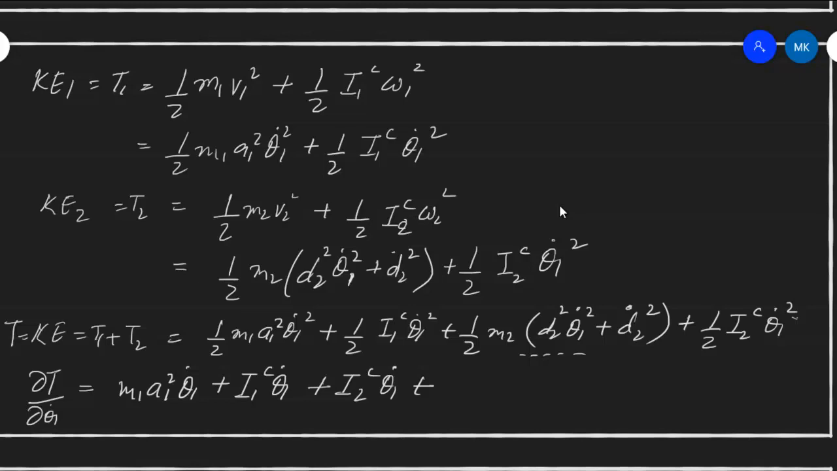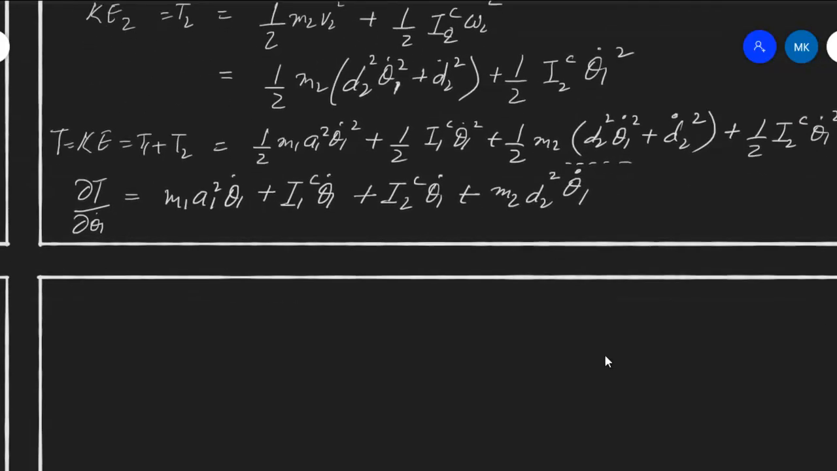now with respect to this expression we can write, so d2 dot square doesn't come here, so it's just this part that will come, so it will be 2 theta 1 dot, again 2 and 2 cancel, so it will be m2 d2 square theta 1 dot. Fine, so now this is what we have got, dou T by dou theta 1 dot. So to differentiate this with respect to time, so we'll have d by dt of dou T by dou theta 1 dot.